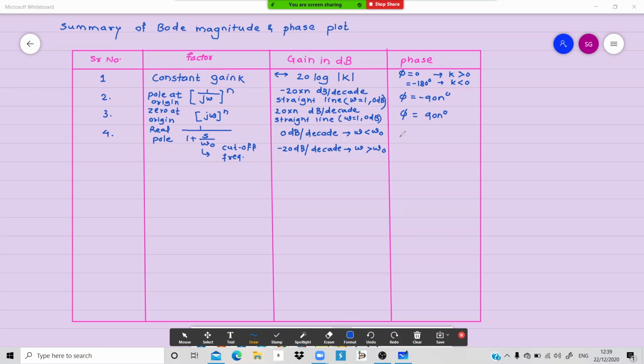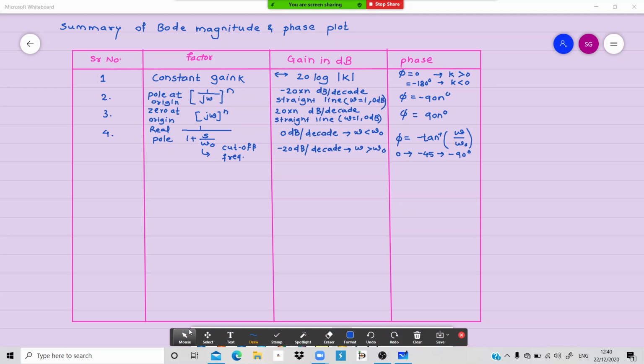And the phi value at that time, you have to go to the slides or whatever I have told you and record from there. It was tan inverse of omega upon omega 0, and it went from 0 through minus 45, reaching minus 90.